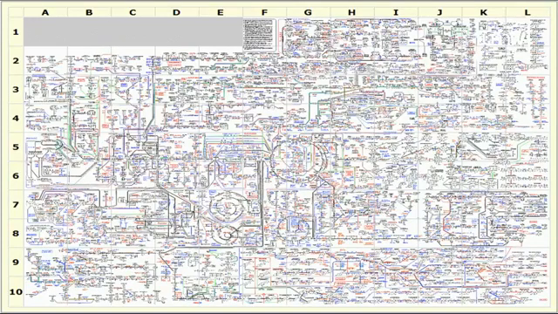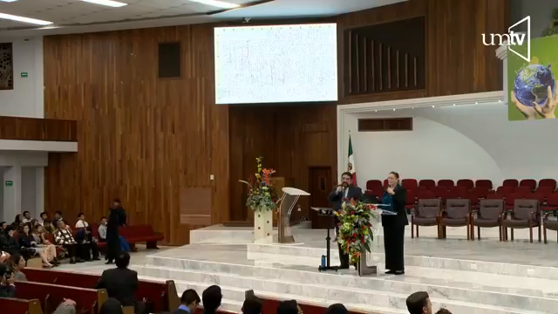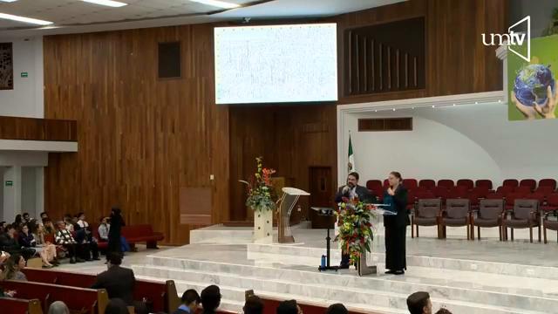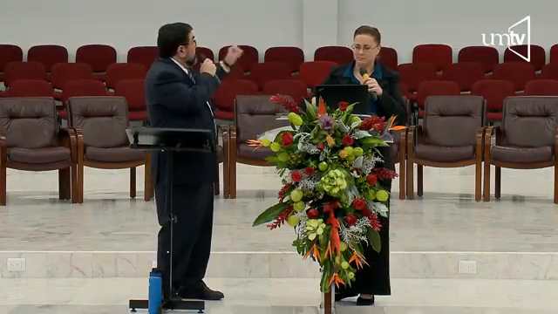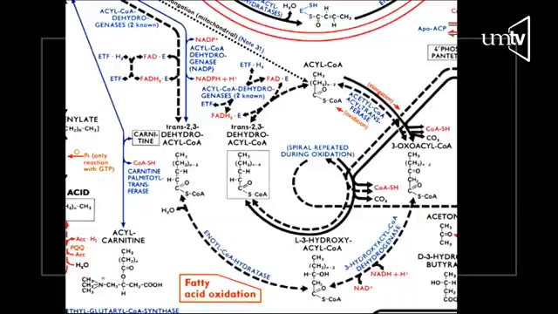Take a look at this mess. This is a diagram of all the pathways that are going on inside your cell. It's kind of big and messy. We're going to zoom in on one of the little spirals on the bottom. This is fatty acid oxidation.